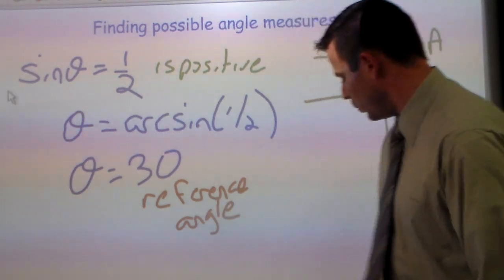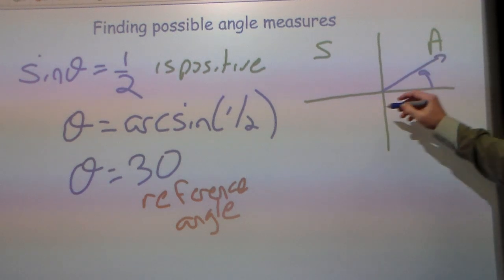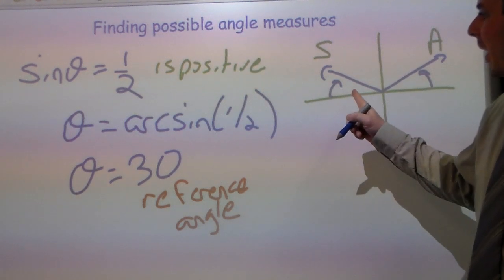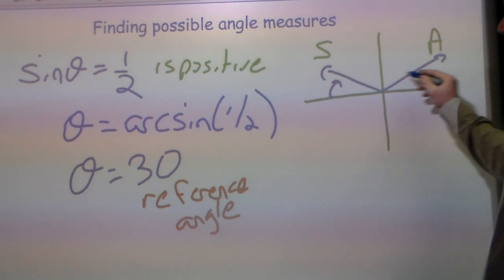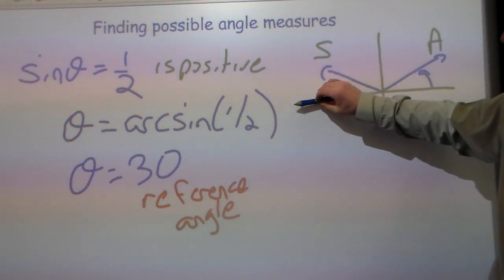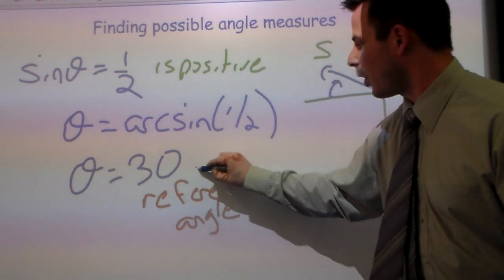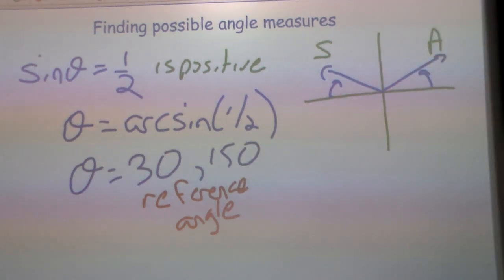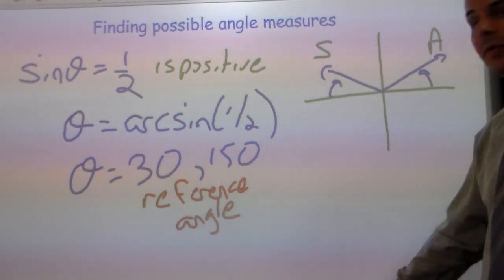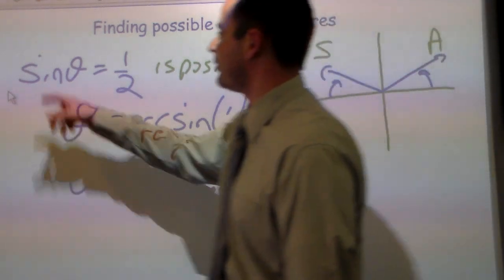Which means we can have a measure of 30 degrees that lies in either the first quadrant or the second quadrant. So we have a possible angle measure of 30 degrees, or a reference angle of 30 degrees into the second quadrant. So the x-axis is 180 degrees, and 30 degrees before that is 150. So we have two possible angle measures for the value sine theta equals a half. Now, if we had more information, we could have restricted this to either 30 or 150.